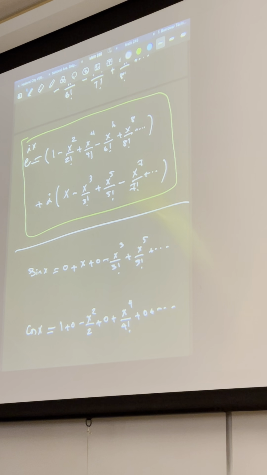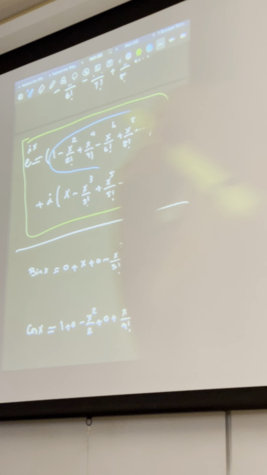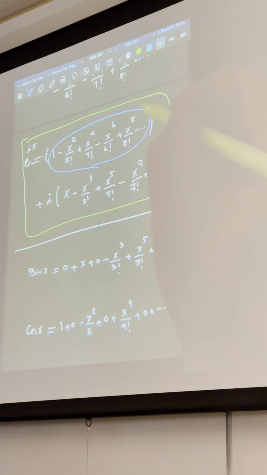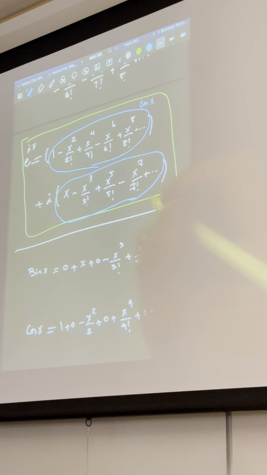So you can see that this portion here is the cosine of x. And you can see that this portion of it is sine of x. And that's what Euler's formula is.